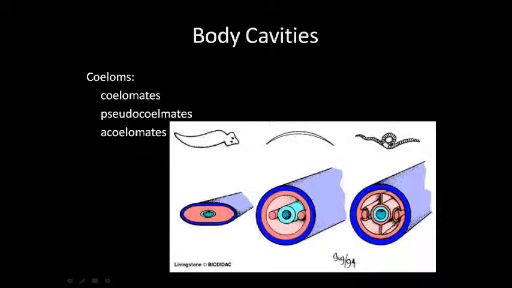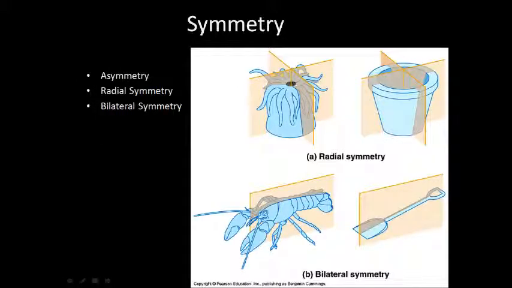Pseudocoelomates have somewhat of a coelom, but it's called a false coelom. They still have a cavity, but it's not considered a true coelom. So here we see the coelom is either lost or reduced in size in the animal. A pseudocoelom is lined on one side by the mesoderm and on the other side lined by the endoderm. So this is the difference between coelomates with a true coelom and pseudocoelomates with a false coelom. Acoelomates have no coelom. There's no fluid-filled cavity.